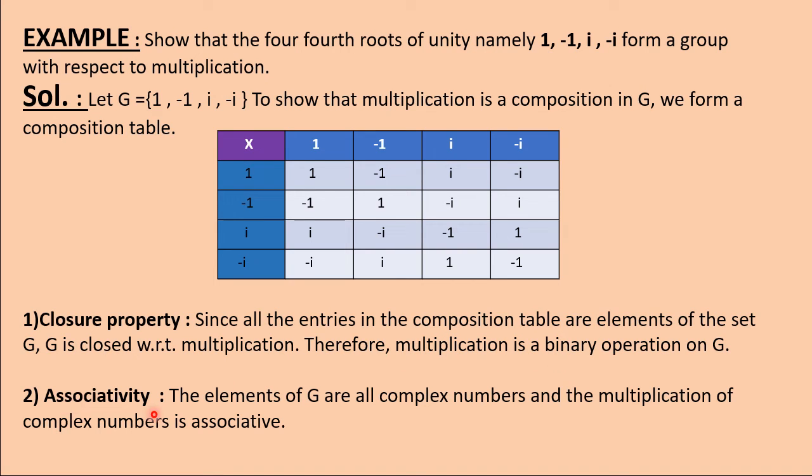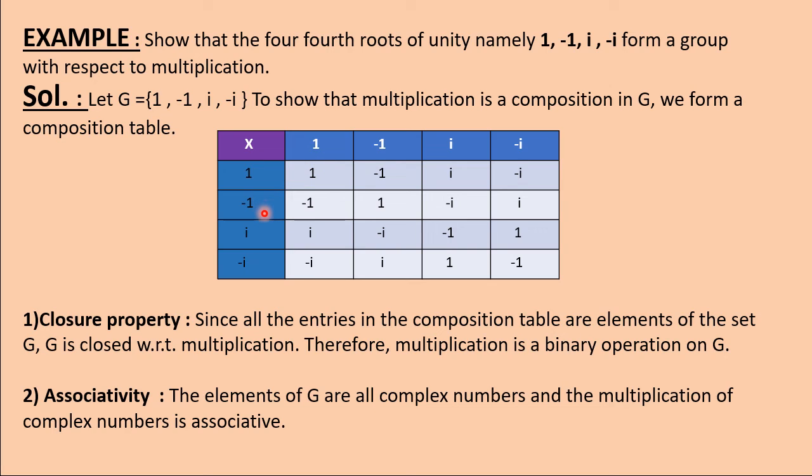Next one is associativity. The elements of G are all complex numbers and the multiplication of complex numbers is associative, so associativity also holds here. Third one is existence of identity. Now we can see that 1 is the identity element here because if we multiply anything with 1, we get the same element itself. So 1 is the identity element. Now existence of inverse. So we see that inverse of 1 will be 1 because inverse of identity element is the element itself.